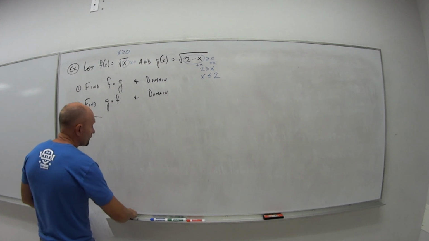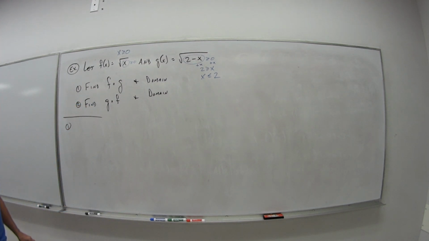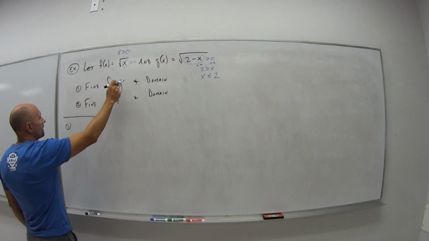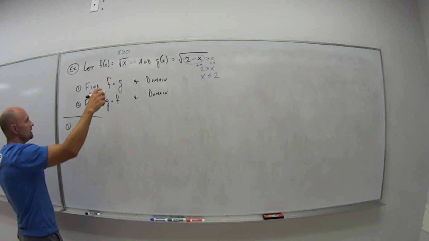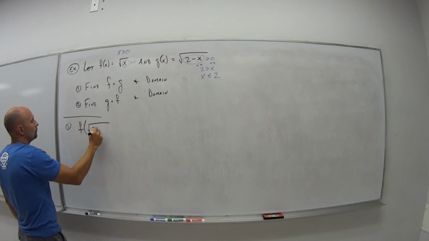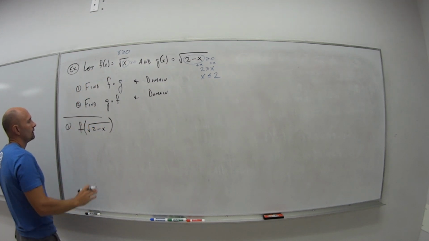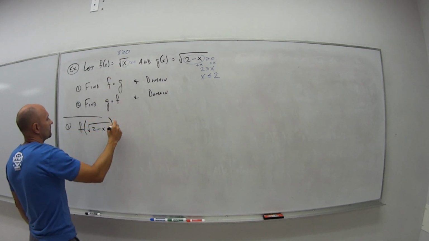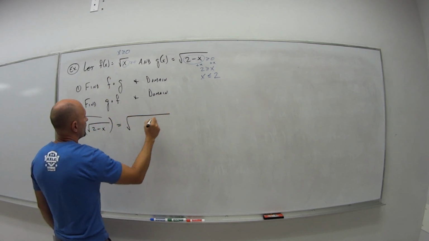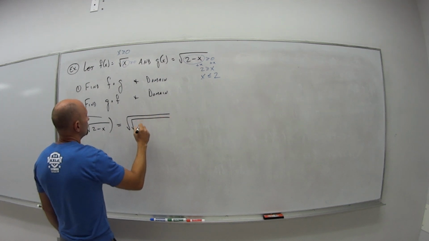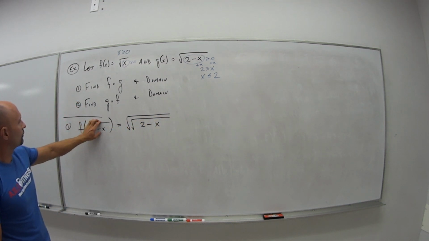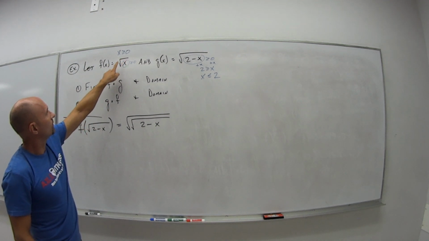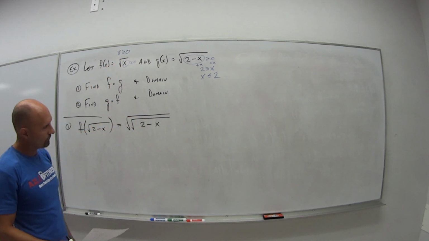All right, so now those are the individual domains for each function. Let's find our composite function. So we want f of g. That means f of g of x, which is 2 minus x. So if I plug this in, anywhere I have an x, it gives me what? The square root of the square root of 2 minus x. I just took this radical, plugged it in for x, so I still have the square root on the outside.